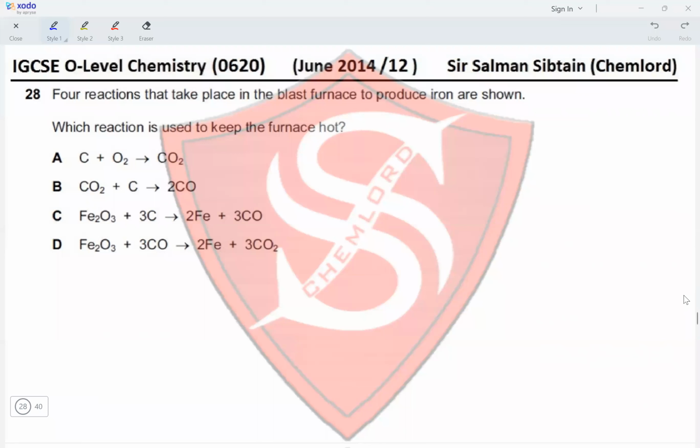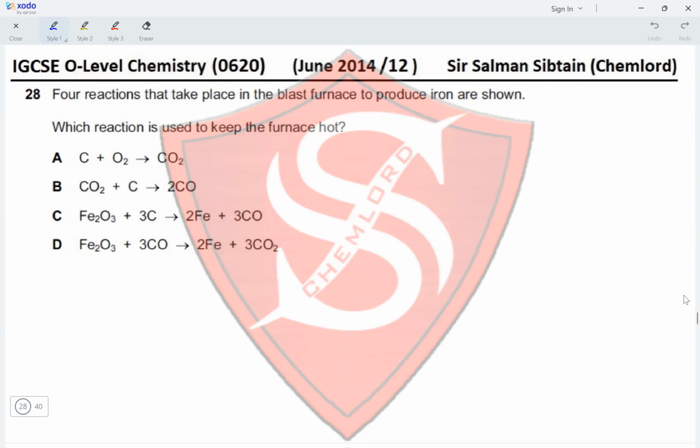Question 28. Four reactions that take place in the blast furnace to produce iron are shown. Which reaction is used to keep the furnace hot? So the reaction that is used to keep the furnace hot is burning coke. Coke is carbon. So carbon burning in oxygen produces carbon dioxide, which is oxidation of carbon. And oxidation is always an exothermic reaction. So this will produce heat and will keep the furnace hot.